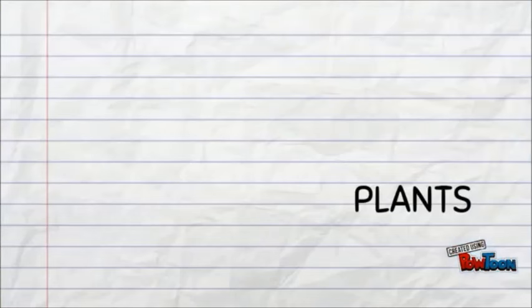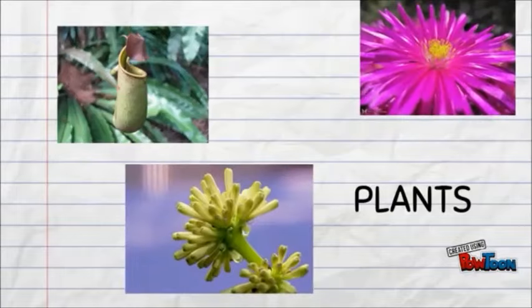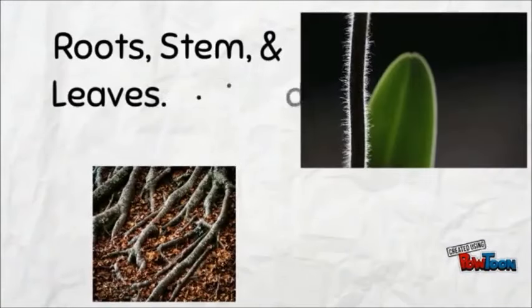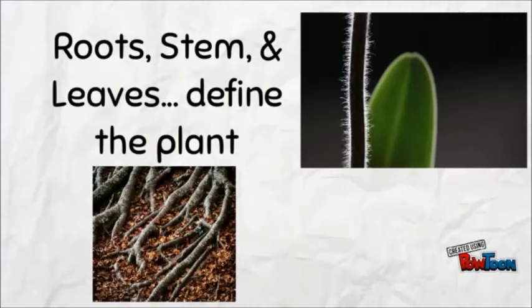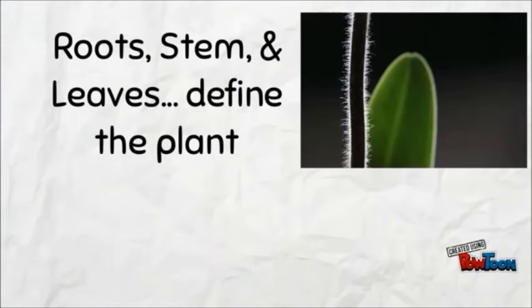Plants. The basic plant has three main parts: roots, stems, and leaves. These are the three main organs that constitute the vegetative or non-reproductive plant body. The stem and its leaves attached constitute the shoot system, and the roots make up the root system.